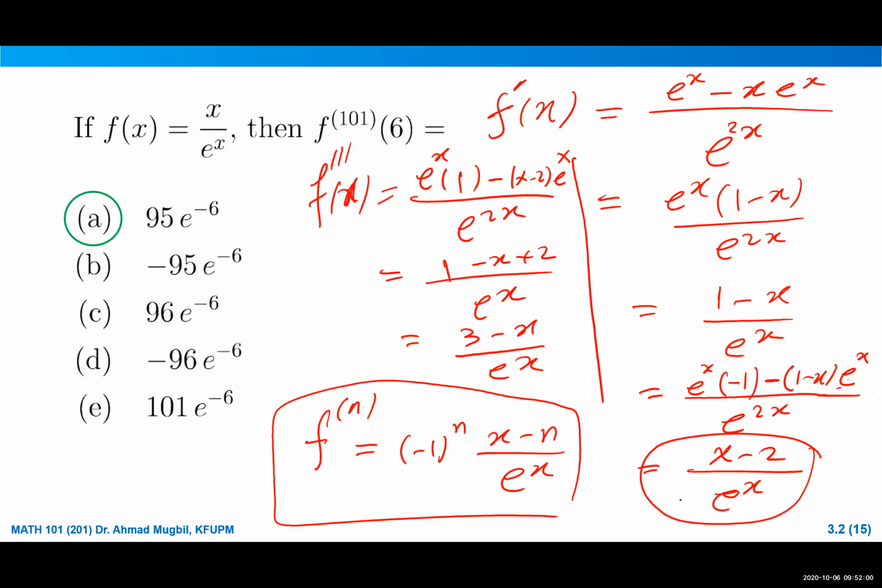Now you will do what? You will just substitute x by 6 and n by 100. So the 100th derivative at 6 will be just -1 to the power 100, so it will be positive. x, it is 6 minus 100 over e to the power 6. When you subtract 100 from 6, it will be -94. This will be in the denominator, so it will be e to the power -6. Here it is.